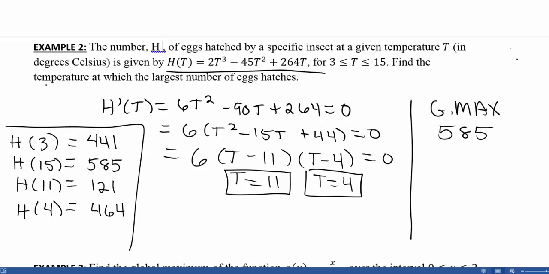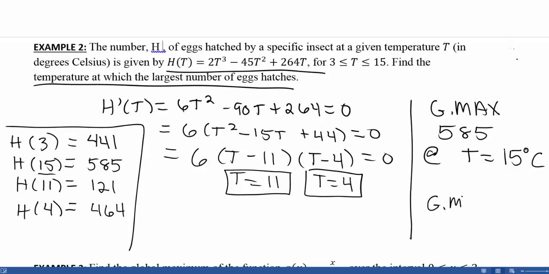However, I'm looking for the temperature at which the largest number of eggs was hatched. So I'm actually looking for the independent variable here, the t value, because I want the temperature where this happens. So the 585 happened when the temperature was 15 degrees Celsius. So that's when I got my global maximum at t equals 15. If I had wanted the global minimum or the smallest number of eggs hatched, I would go to my list and I would see that 121 is my global minimum, and that happens when the temperature is 11 degrees Celsius.